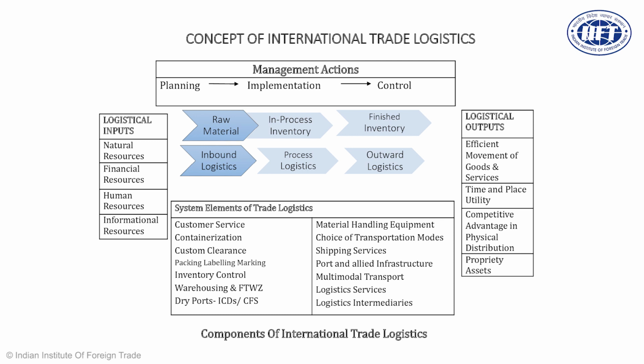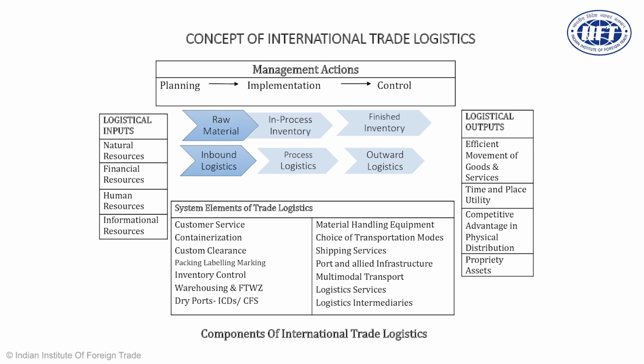So logistics basically combines four types of logistics, which are sub-elements: inbound logistics, process logistics, outward logistics, and reverse logistics. Inbound logistics may have logistical inputs such as natural resources, financial resources, human resources, and information resources, which are processed in the factory. Then goods must move in an efficient and effective manner. There must be time and place utility. The goods must create a competitive advantage for the exporter in the international market, and must become a proprietary asset of the exporter. So, dear friends, all these functions must have an element of planning, execution, and control.